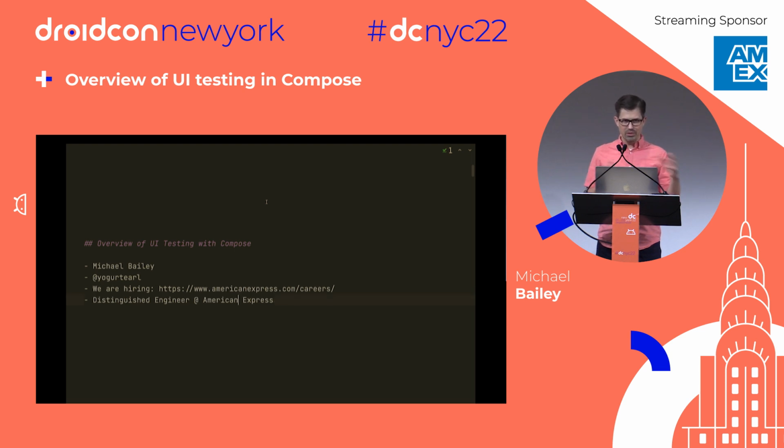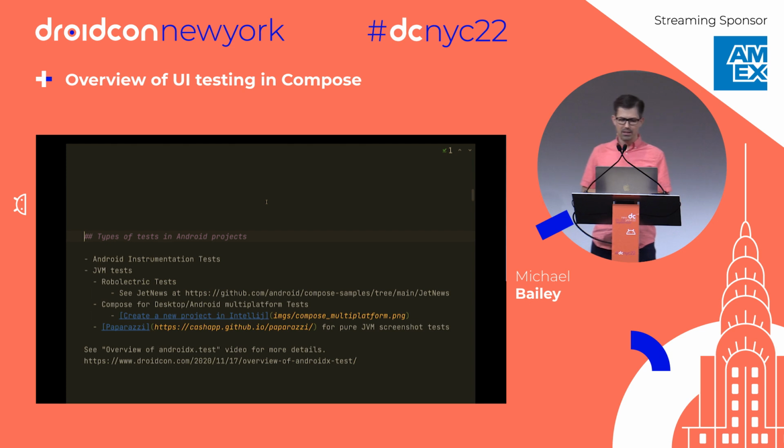All right, so just a brief review of a couple of concepts of types of tests that you might see in Android projects. One type of test is an instrumentation test, and that test is code that is compiled into an APK, loaded onto a device or a virtual device or an emulator, and then executed in the process of your application on the device. And that's mostly what we're going to be talking about today.